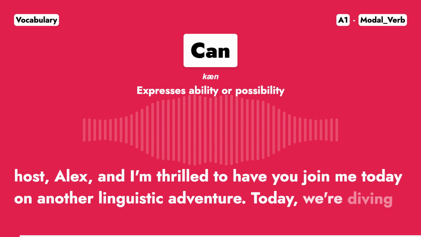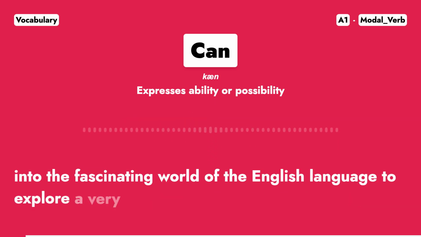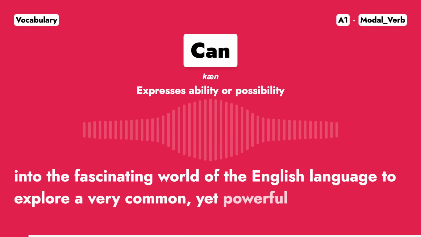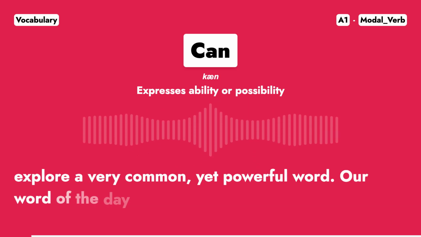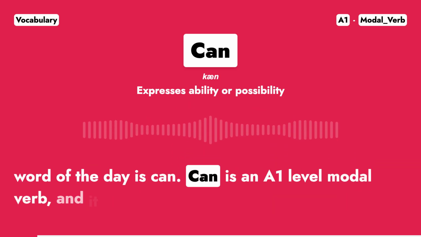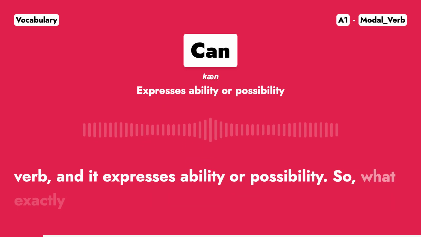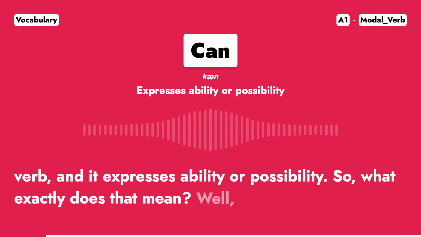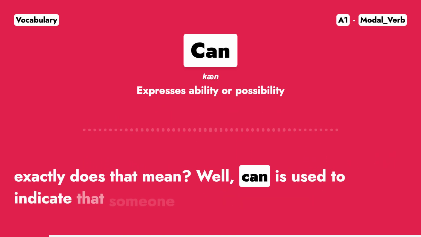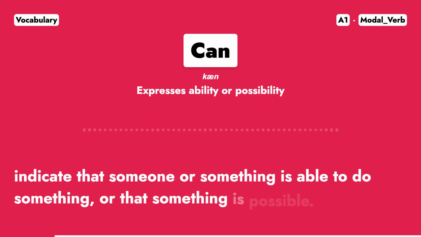Today, we're diving into the fascinating world of the English language to explore a very common, yet powerful word. Our word of the day is can. Can is an A1 level modal verb, and it expresses ability or possibility. So, what exactly does that mean? Well, can is used to indicate that someone or something is able to do something, or that something is possible.